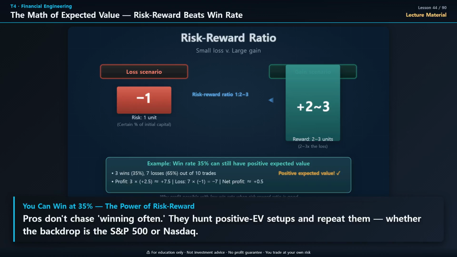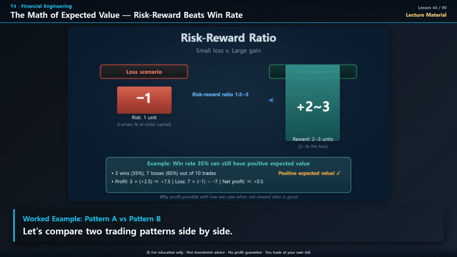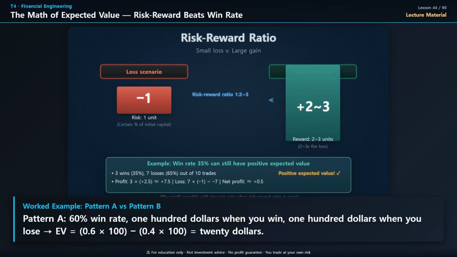Pros don't chase winning often. They hunt positive EV setups and repeat them, whether the backdrop is the S&P 500 or not. Let's compare two trading patterns side by side. Pattern A: 60% win rate, $100 when you win, $100 when you lose. EV equals 0.6 times 100 minus 0.4 times 100 equals $20.